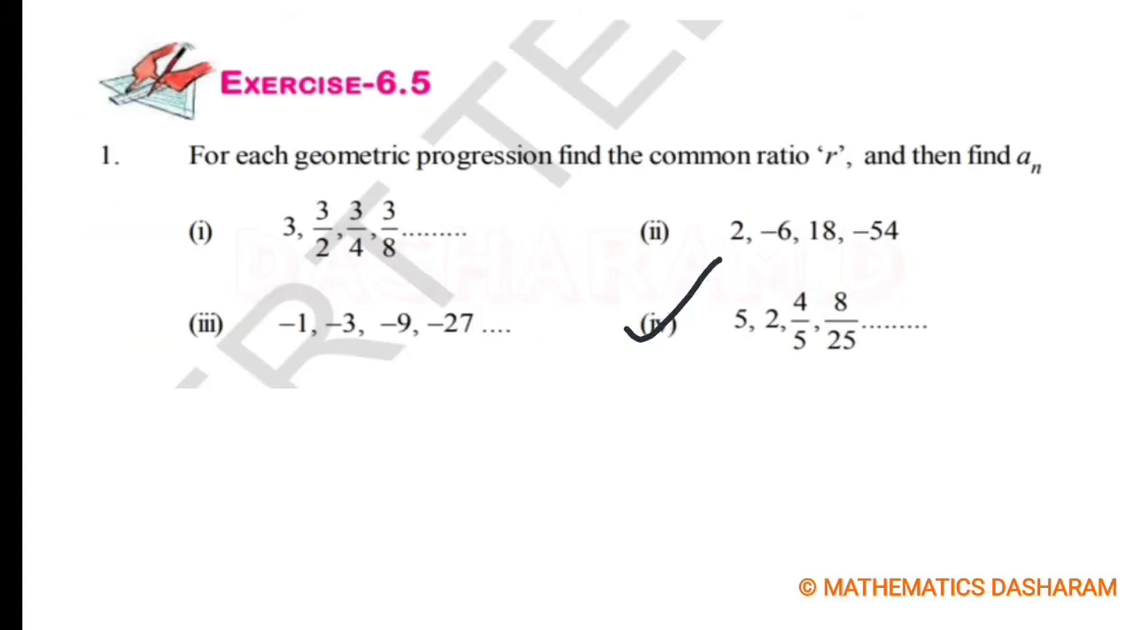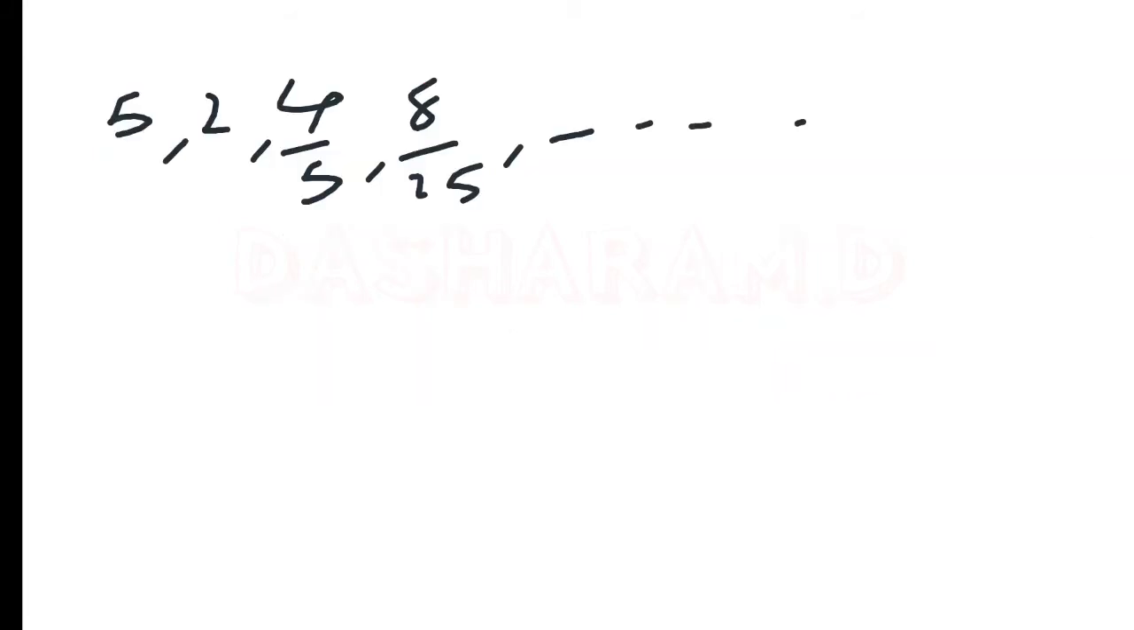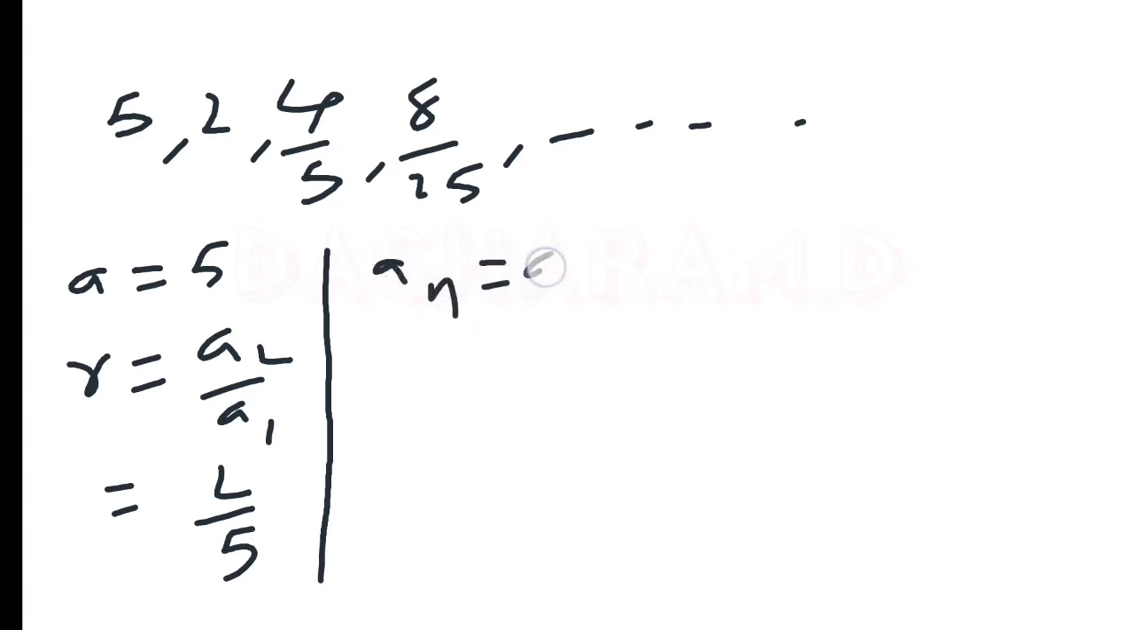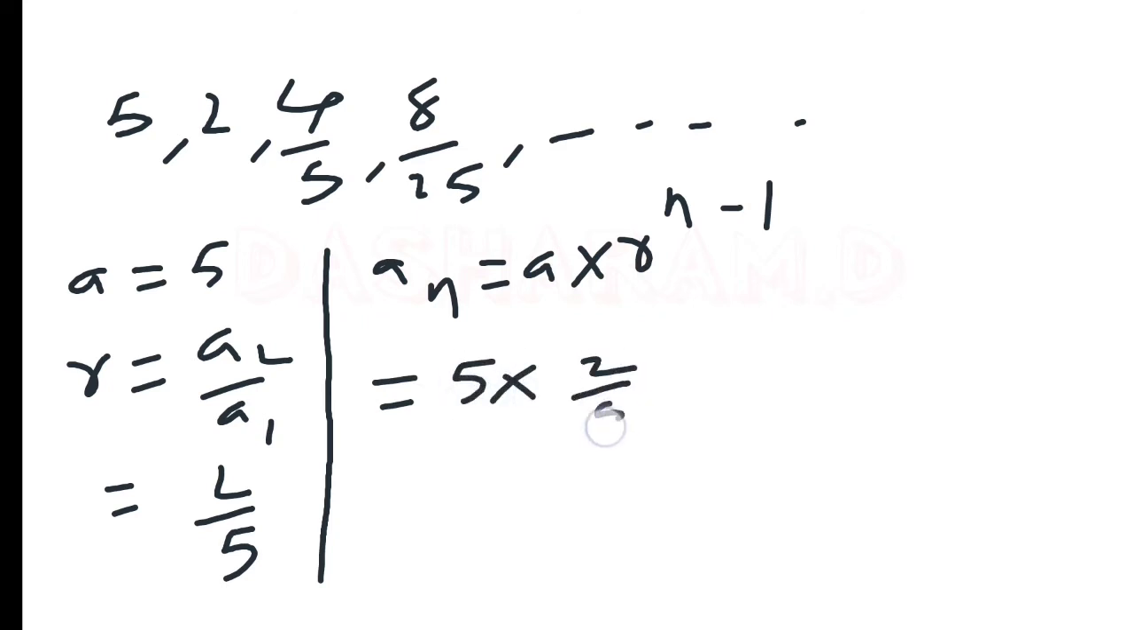Next, the fourth problem: 5, 2, 4 by 5, 8 by 25. Here a equals 5 and r equals a2 divided by a1. The a2 value is 2 and the a1 value is 5. So no more cancellation. Next, the nth term: an equals a into r to the power of n minus 1. The a value is 5 and the r value is 2 by 5, whole power n minus 1. Next, coming to the second bit.